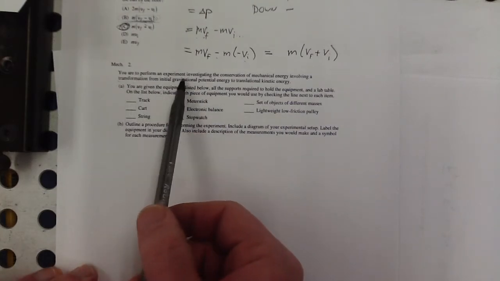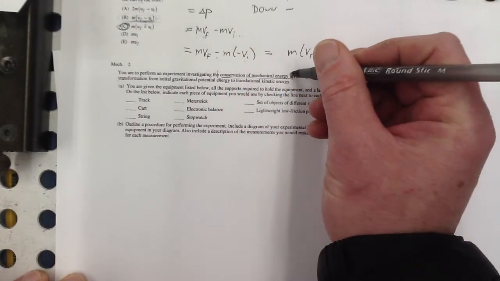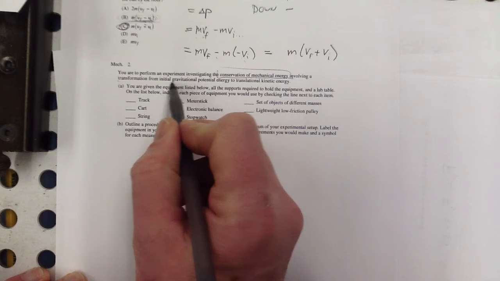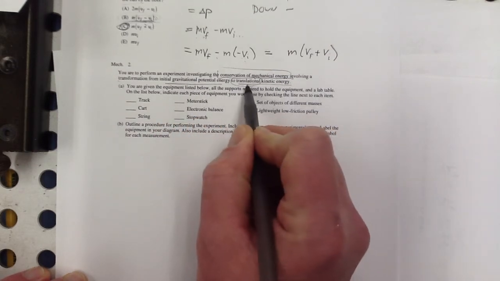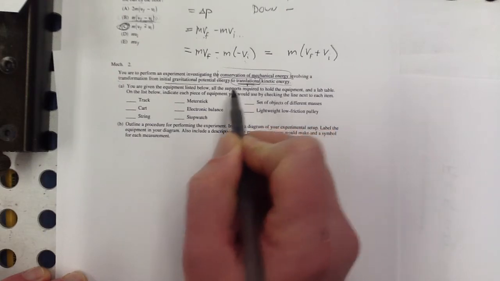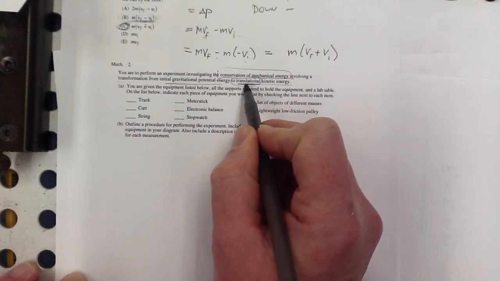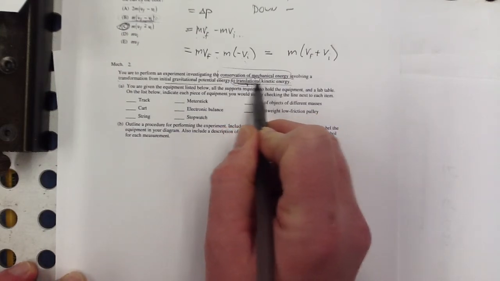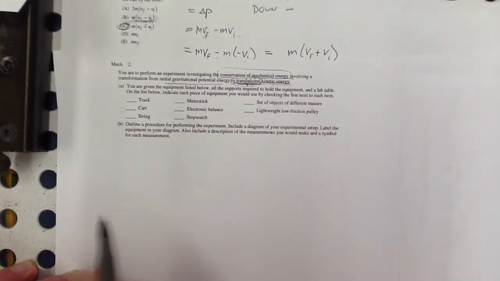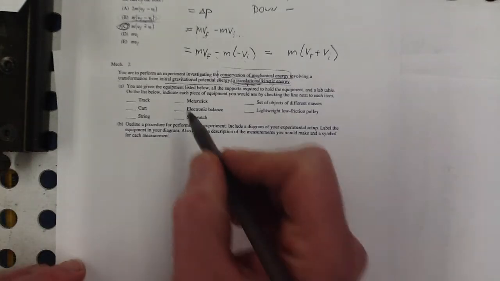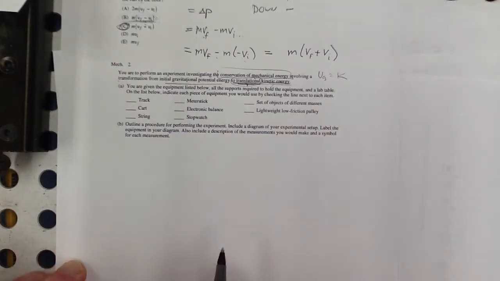You are to perform an experiment investigating the conservation of mechanical energy, a transformation from gravitational potential energy to translational kinetic energy. If you're wondering what that means, I've never heard it called that. It's because pretty soon, in just one chapter, we're going to also talk about rotational kinetic energy. So that's why they said that. This just means regular old kinetic energy, 1/2 mv squared. So we're talking about mgh turning into 1/2 mv squared.